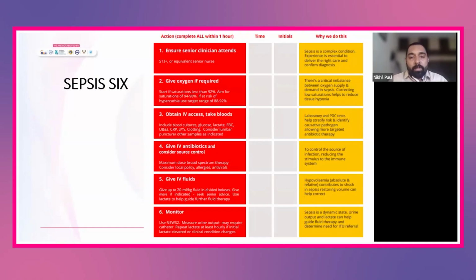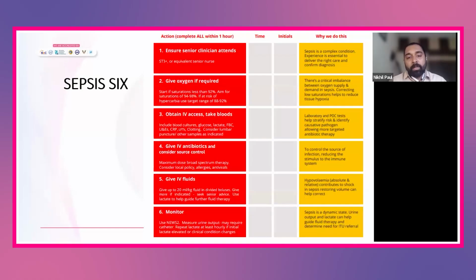Second step would be to give oxygen if required. There is a critical imbalance between oxygen supply and demand in sepsis. Correcting low saturation helps in improving tissue hypoxia. So our target oxygen should be 94 to 98% SpO2. Start oxygen if it is less than 92. Now, if there is a risk of hypercarbia, that is hypercapnic respiratory failure patients, for example COPD patients, usually we go for a target of 88 to 92%.